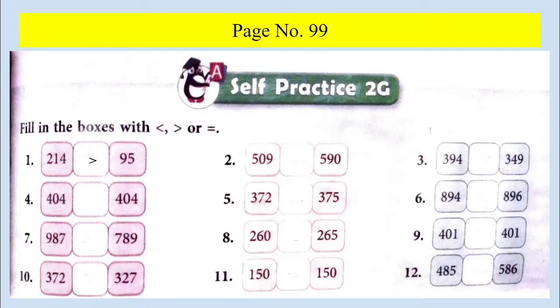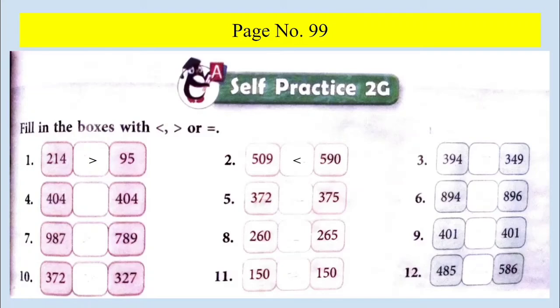Okay. Now let us look at question number 2. So here we have two numbers 509 and 590. So first we will compare the digits from the left side. So we have 5 in the hundreds place in both the numbers. So now we will compare the digits in the tens place. So we have 0 in tens place from 509 and 9 in tens place from 590. So we will compare 0 and 9. We know that 0 is less than 9, so we can say that 509 is less than 590. So the mouth of the symbol will open towards the greatest number, which is 590.